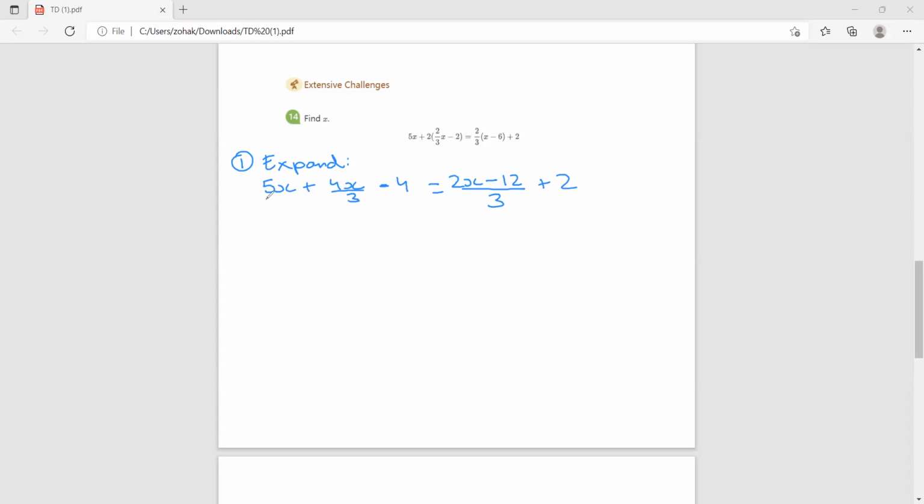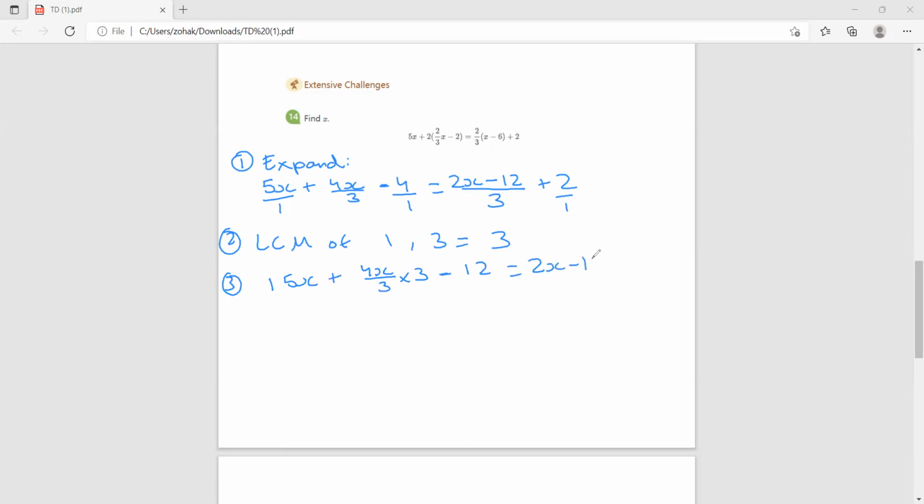Okay, so now we can just put all of these numbers under 1, and we just have to work out the LCM of the denominators. We know the LCM of 1 and 3 is just 3, so we're going to be multiplying each term in this equation by 3. So 5x multiplied by 3 is just equal to 15x. Then we're going to be doing 4x over 3 multiplied by 3, minus 4 multiplied by 3, which we know is 12.